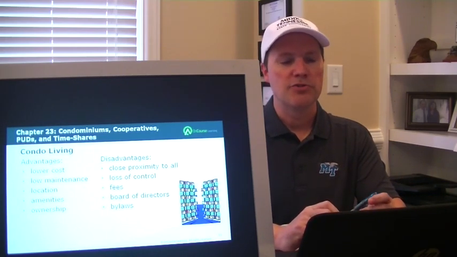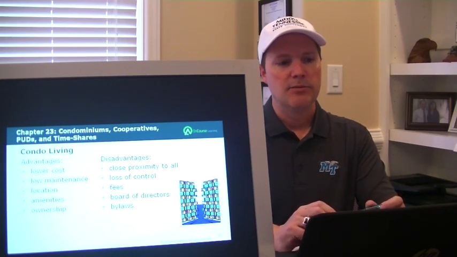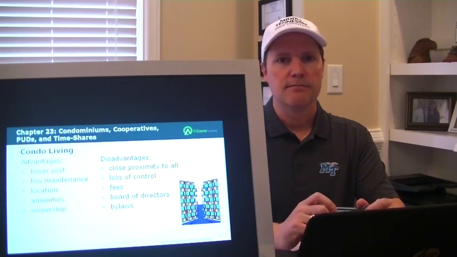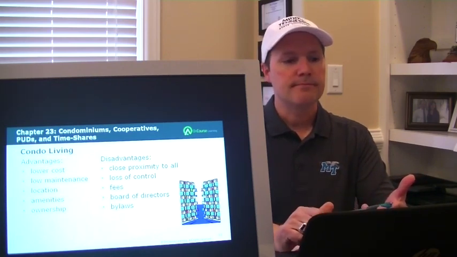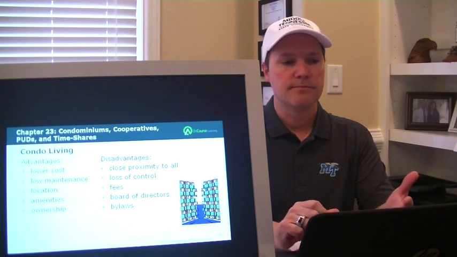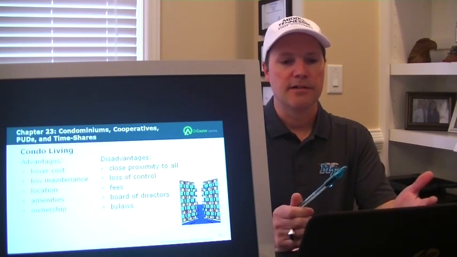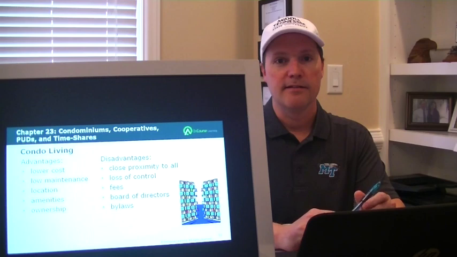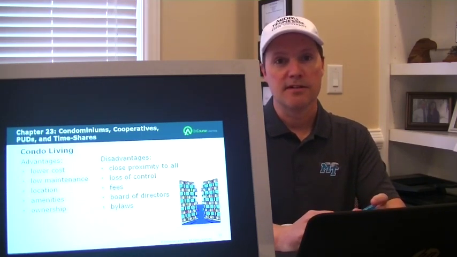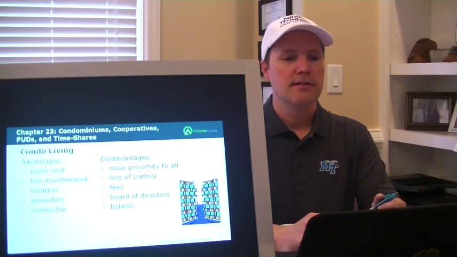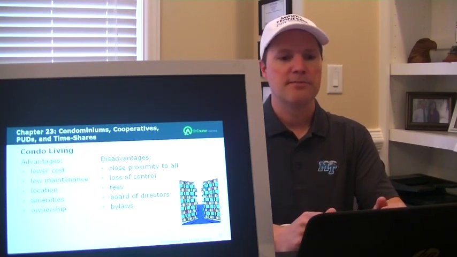Amenities, and then ownership. And then with amenities, they might have an area where they have exercise equipment for you, a common pool, and also they have the one that I sold actually had a coffee bar in there with pool tables and all of that stuff. Very nice. Disadvantages: close proximity to all.